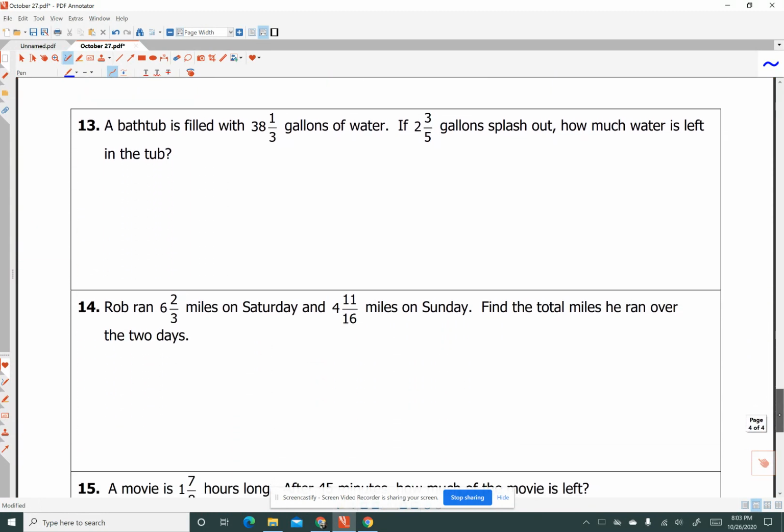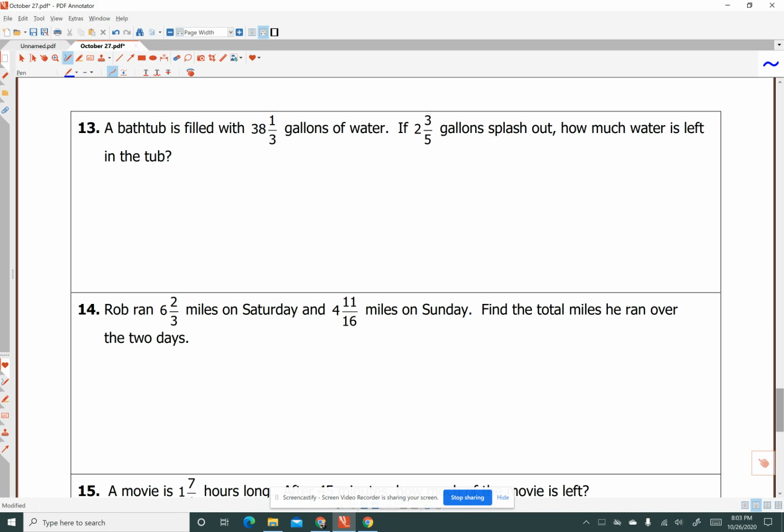And now we have some word problems. The bathtub is filled with 38 and 1/3 gallons of water. If 2 3/5 gallons splash out, how much water is left in the tub? This is a subtraction problem. 38 and 1/3 minus 2 3/5.